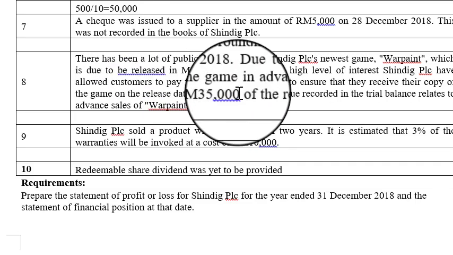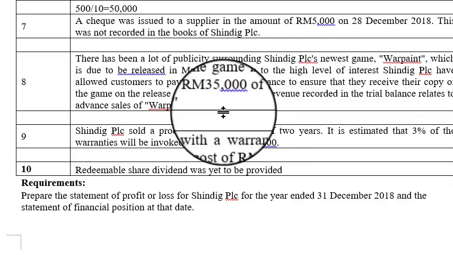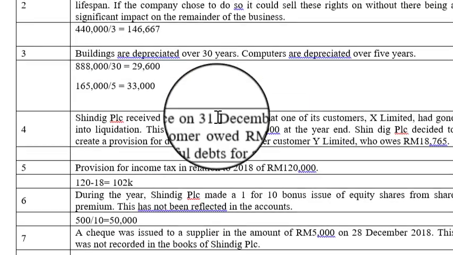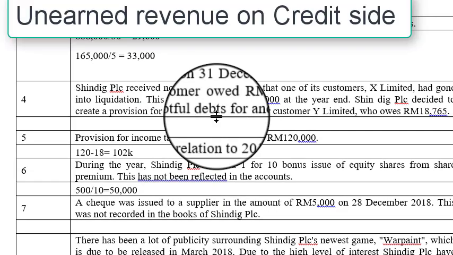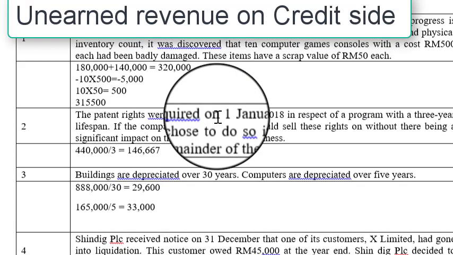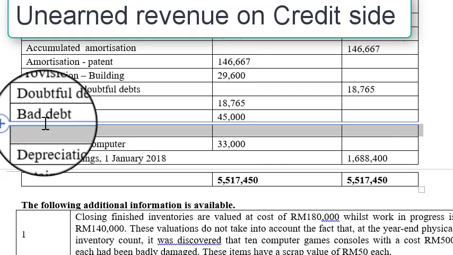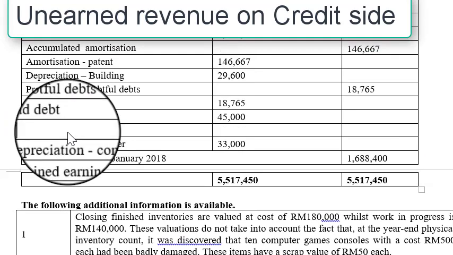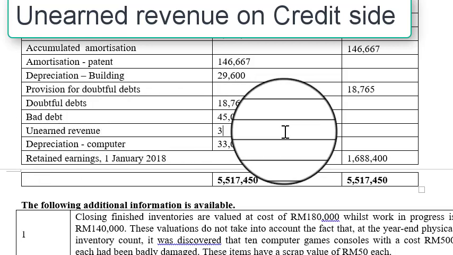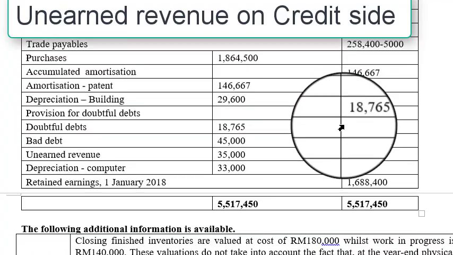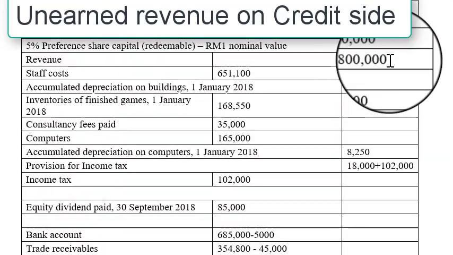You will have 35,000 received in advance. This one we will call unearned revenue. So I have to minus your sales and add on to your unearned revenue. So here you have unearned revenue. Some of the books call it deferred income. Okay, it's the same meaning. So sales have to minus this amount.